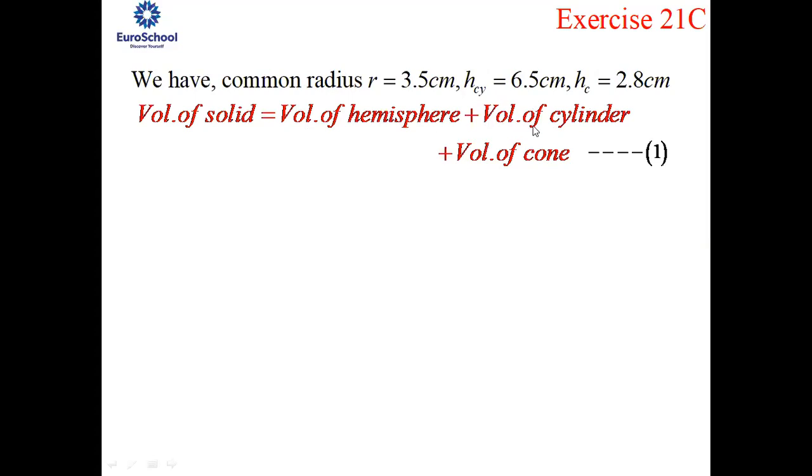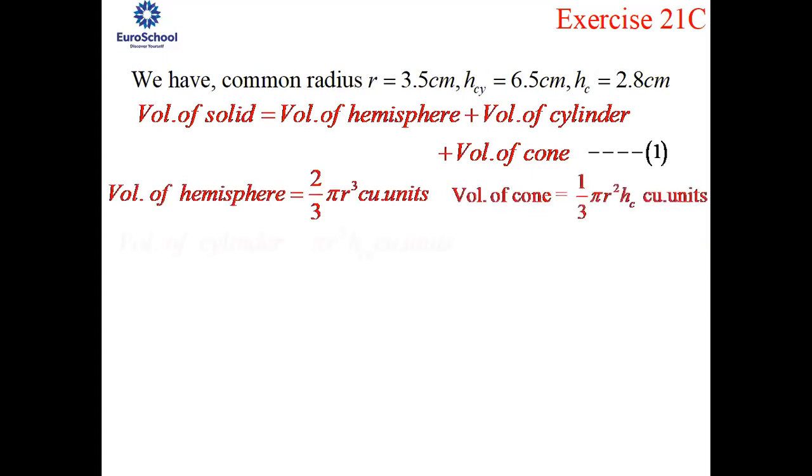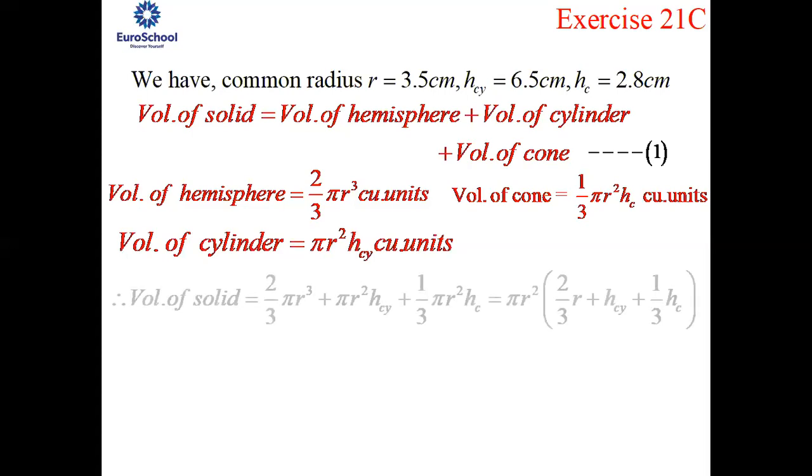Units is very important. Volume of cylinder? Pi r square h, cubic units. Good. And then volume of cone? 1 by 3 pi r square h, cubic units. Very good. So that is what has been mentioned: volume of hemisphere, volume of cone, volume of cylinder. Now you just need to substitute all these formulae in equation number 1.